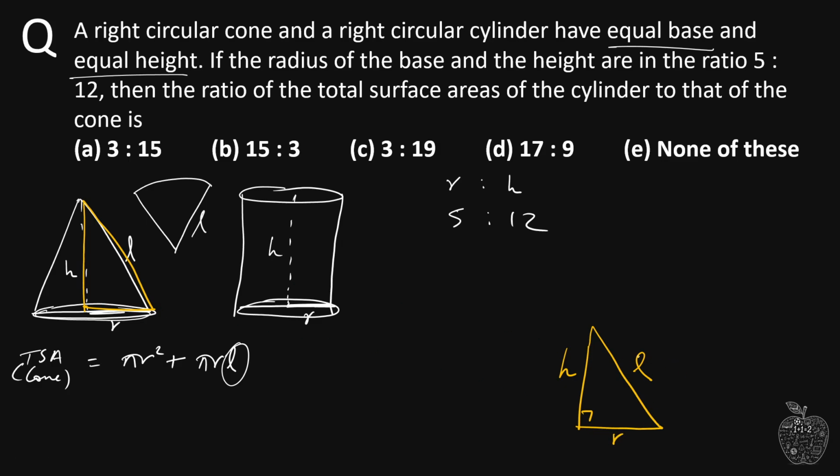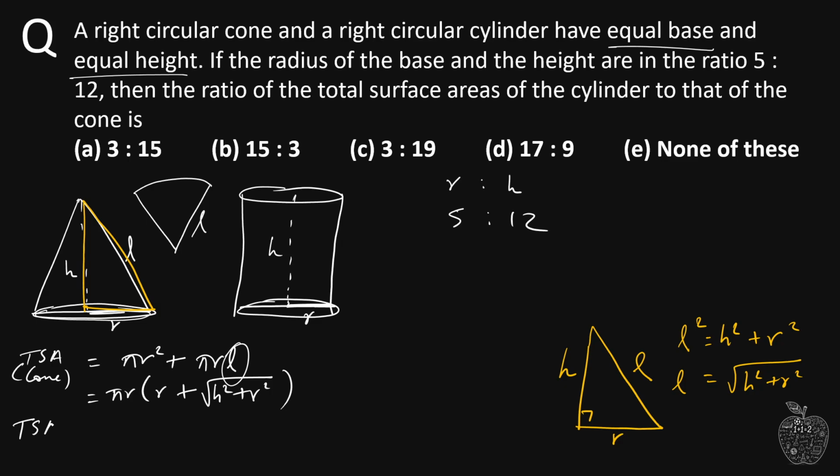We need L. Now using the Pythagoras theorem, we know that hypotenuse square is one side square plus other side square. So we get L square as h square plus r square. Taking square root on both sides, we get L equals under root h square plus r square. So we'll write it over here. Let's take pi r common. With pi r taken common, we are left with r plus L. So instead of L, we'll write under root h square plus r square. All right, so we have the formula for the total surface area of the cone here.